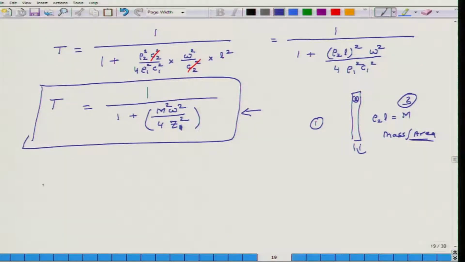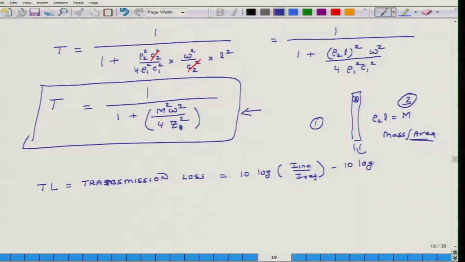Okay. Now, I will define another parameter TL. So, TL is transmission loss, because what I am really interested in is how much energy is getting lost. So, transmission loss is equal to 10 log of I incident divided by I reference minus 10 log of I transmitted by I reference. So, that equals 10 log of I incident divided by I transmitted.